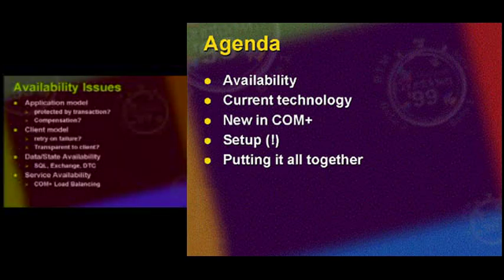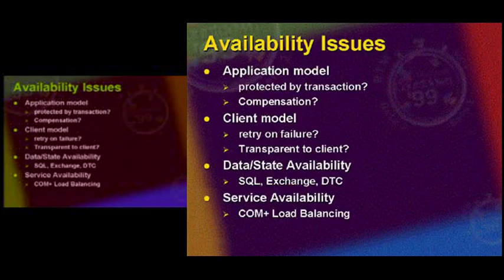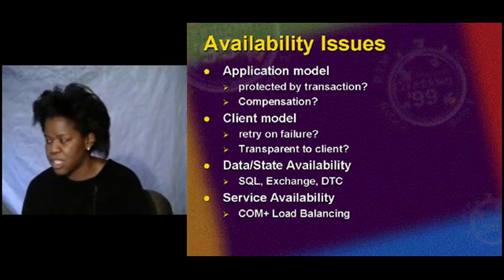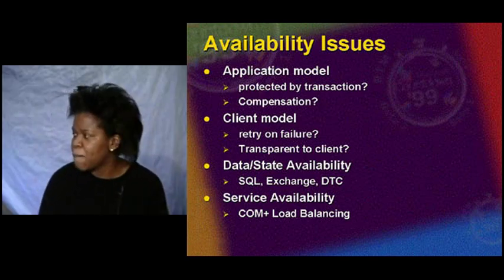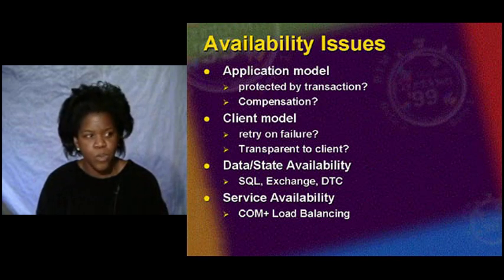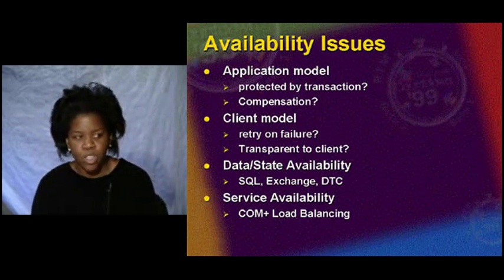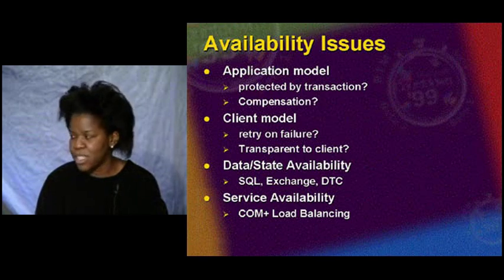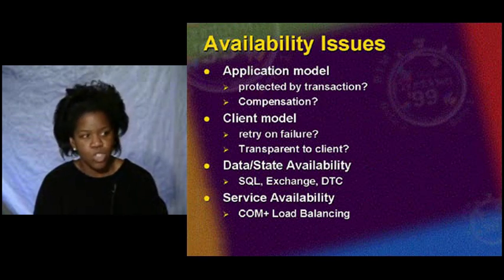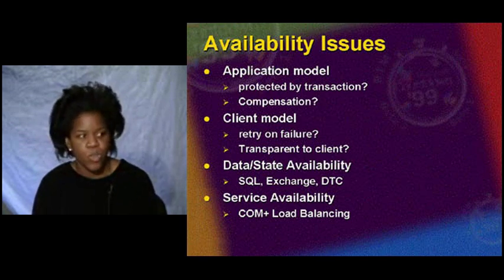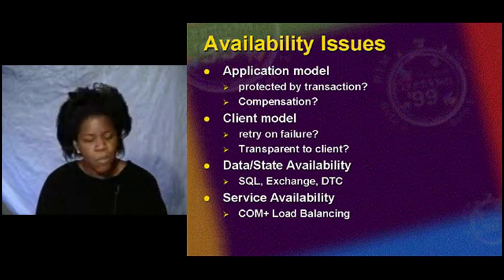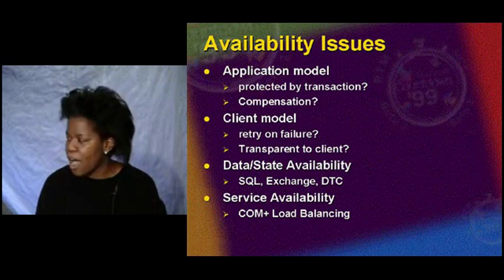The availability goals that we were trying to achieve with Complex have to do with four areas really: the application model, the client model, the data state availability, and the overall service availability. In the application model, the things that we were really concerned with: is your application protected through a transaction? And in addition, do you have compensation for that transaction of work so that you can undo things that you have done?